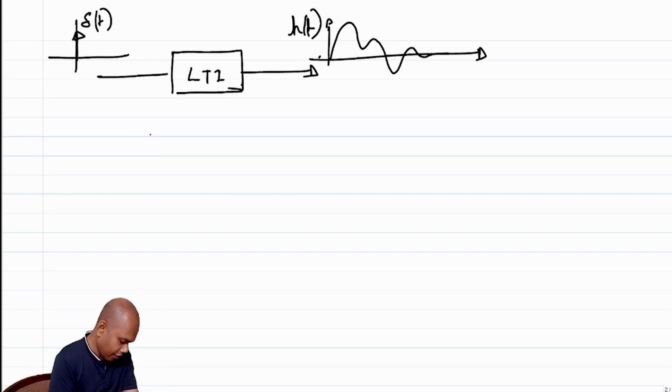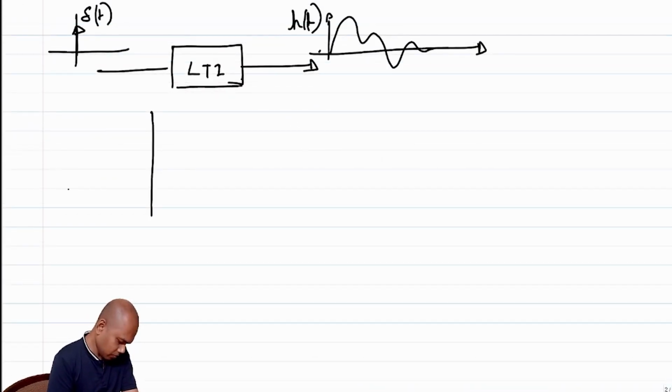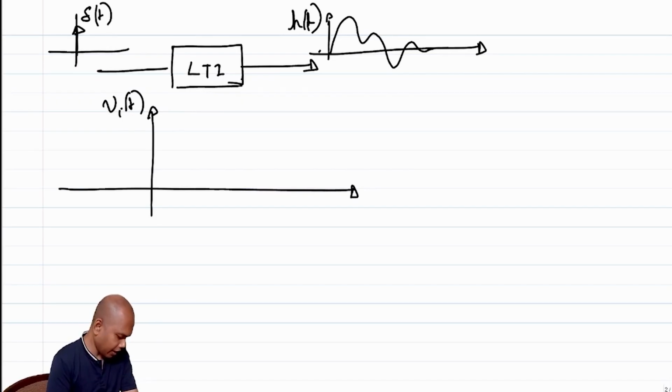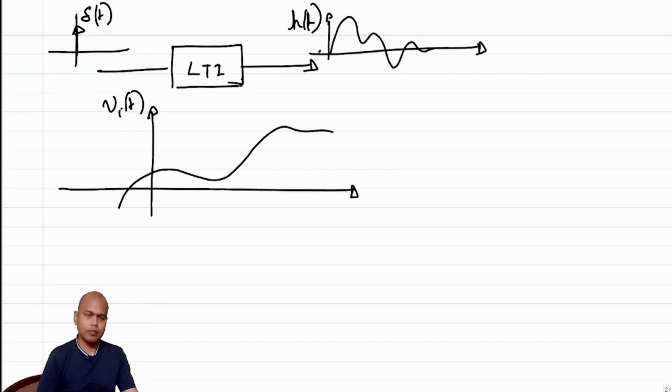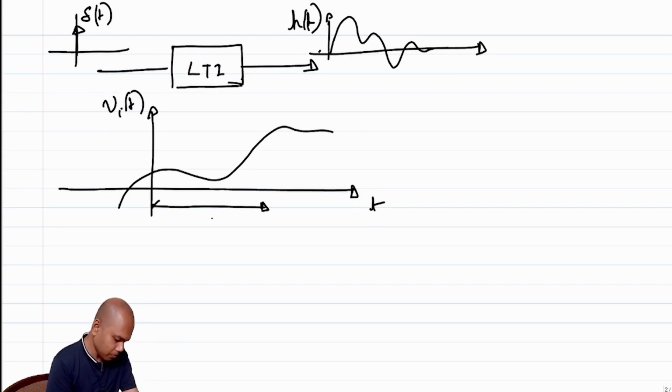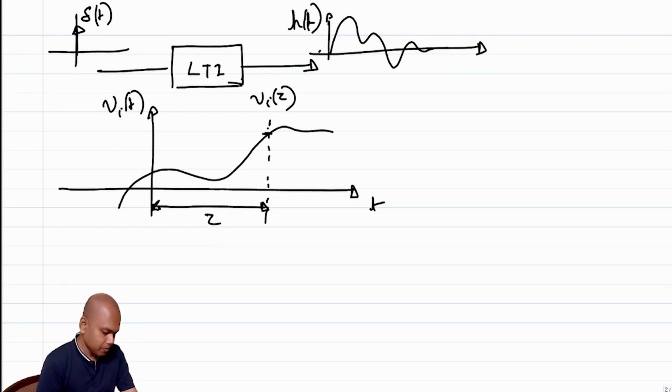So let's say I have a signal, v i of t, and the signal can be anything, something like this, right? And it goes from time t equal to minus infinity to time t equal to infinity. And this is the t axis, right? So let's say at some time tau, I mark out the point of this signal, and I find out this value. This value will be what? This will be nothing but v i of tau, right? Okay.